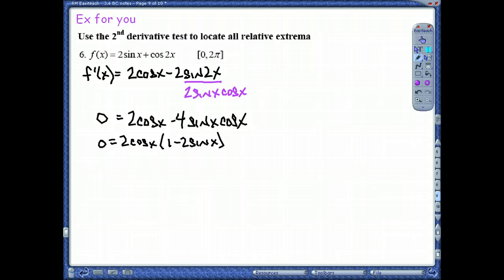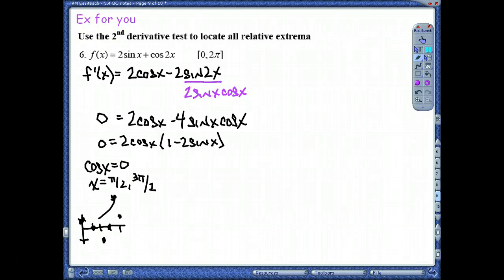When I set each one of those equal to 0, well, cosine of x equals 0 when x is equal to pi over 2 and 3 pi over 2. Think about the graph of cosine. And I literally just think about my graph. Cosine starts up, then hits 0, goes down, hits 0, comes back up. These little 0 marks are pi over 2 and 3 pi over 2.